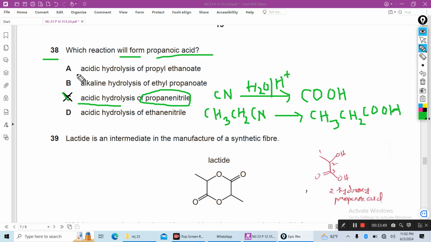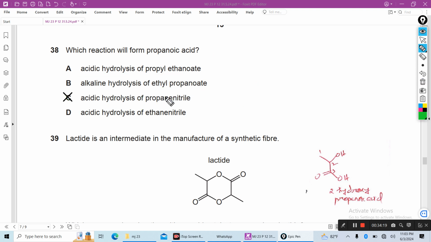Why is A wrong? Acidic hydrolysis of propyl... ethanoic acid will form, not propanoic acid. And alkaline hydrolysis of ethyl propanoate, the sodium salt of propanoic acid will be formed, so this is wrong. Ethanenitrile will form ethanoic acid, not propanoic acid. So only propanenitrile, if you do acidic hydrolysis, you will get propanoic acid.